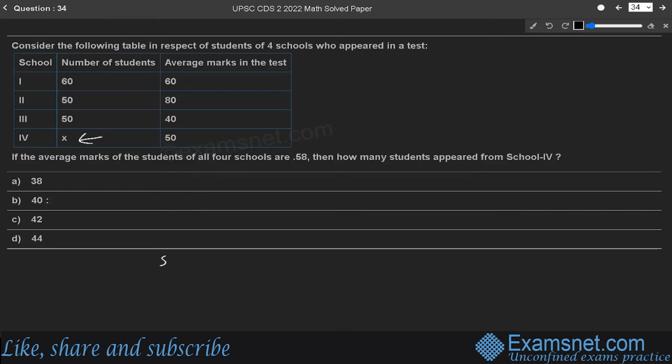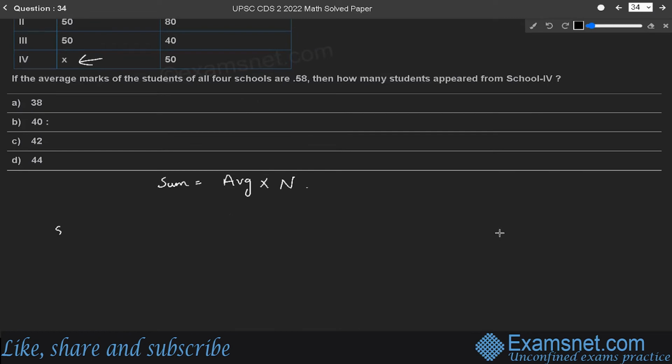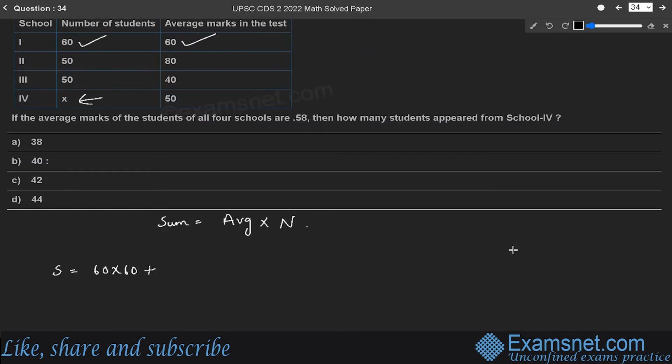We know a formula: sum is equal to average into total number of terms, which is n. So let us look at the first school. Number of students is 60 and average is also 60, so the sum will be 60 into 60. For the second school, number of students is 50 and average is 80, so it will be 50 into 80. For the third school, it will be 50 into 40. And for the fourth school, it will be 50 into x. This is the sum, and we have to divide it by the total number.